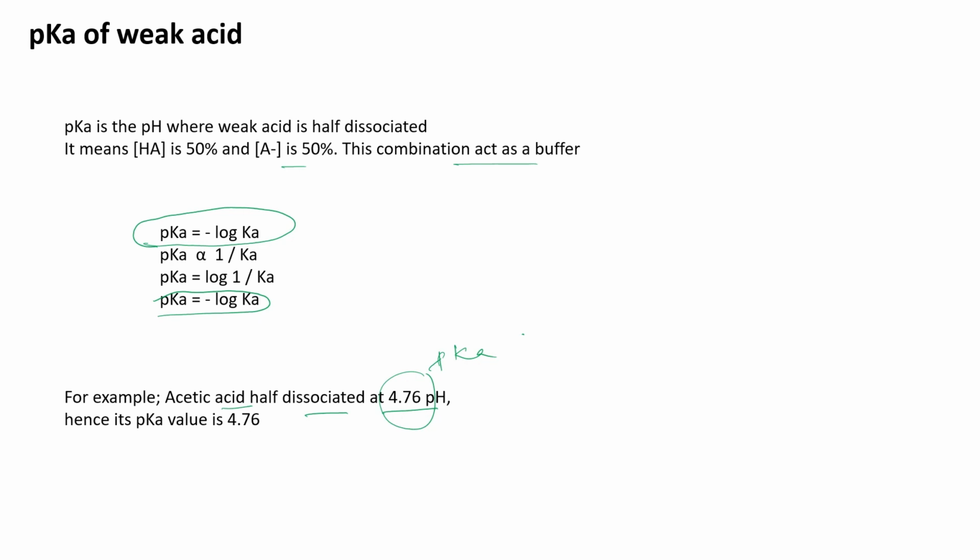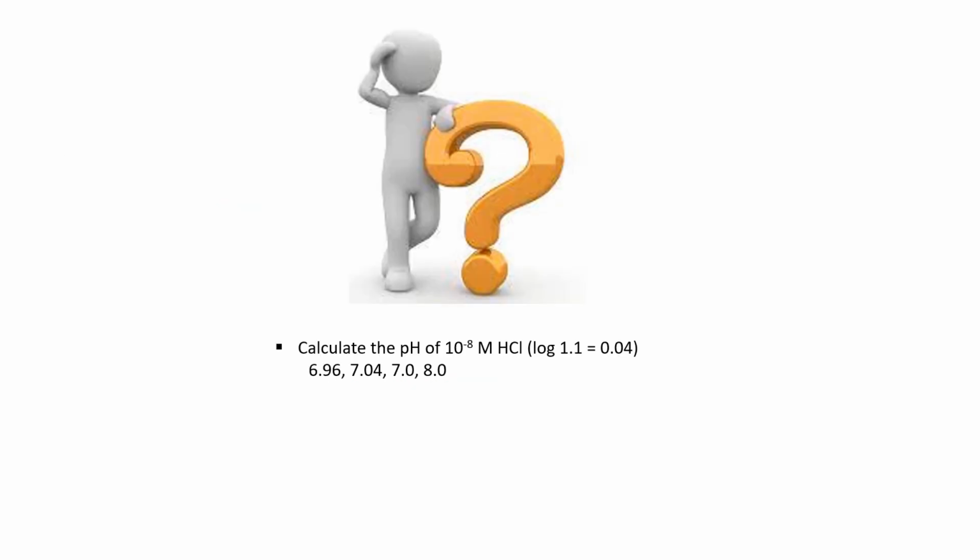I hope you understood the fundamentals of pH. So now one question from my end to you all. You have to calculate the pH of 10 to the power minus 8 molar HCl and let me know what is the pH of this solution. Clear? So you have to calculate and let me know the answer, what will be the pH of 10 to the power minus 8 molar HCl. Do write it in the comment section.